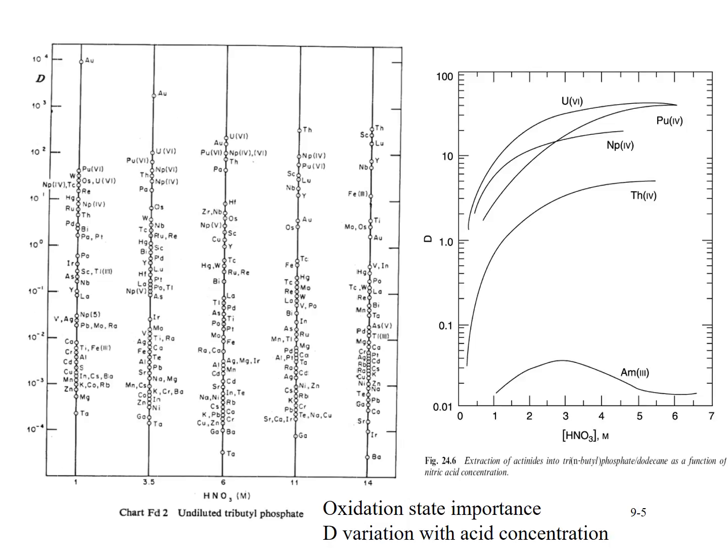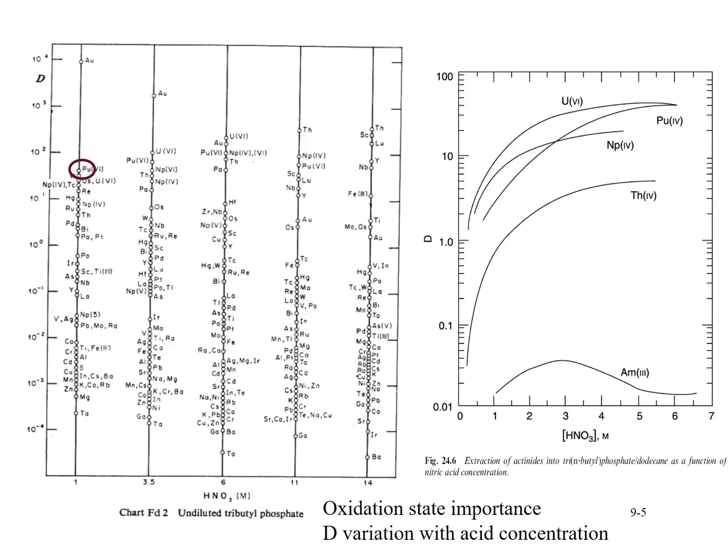And examples of some distribution coefficients are shown here. The data here is shown for undiluted tributyl phosphate as an extractant, as an organic phase, with nitric acid as the aqueous phase. And then we have some other data that we can compare against, which is diluted tributyl phosphate, 20% tributyl phosphate in dodecane as a function of nitric acid concentration. And here, looking at some data for uranium-6, we see that uranium-6 increases up to 6 molar nitric acid.